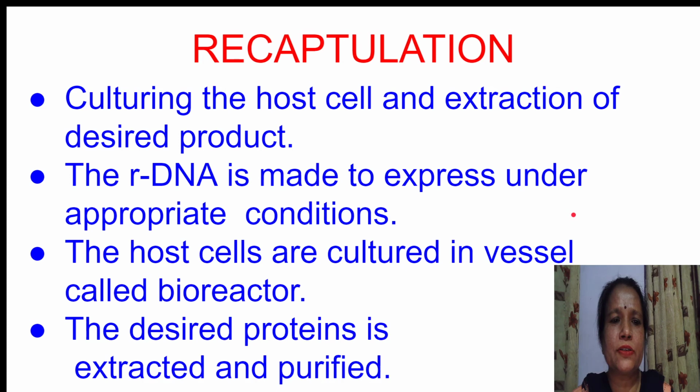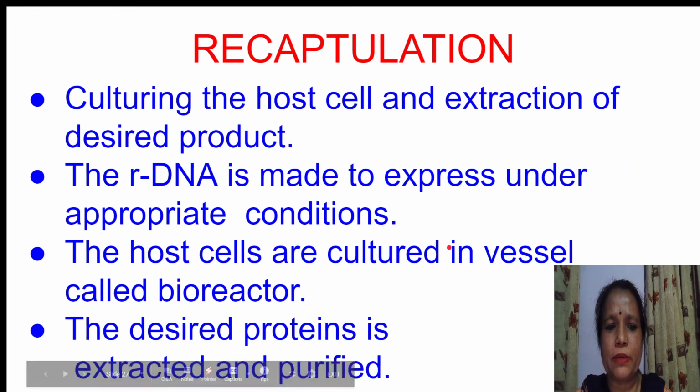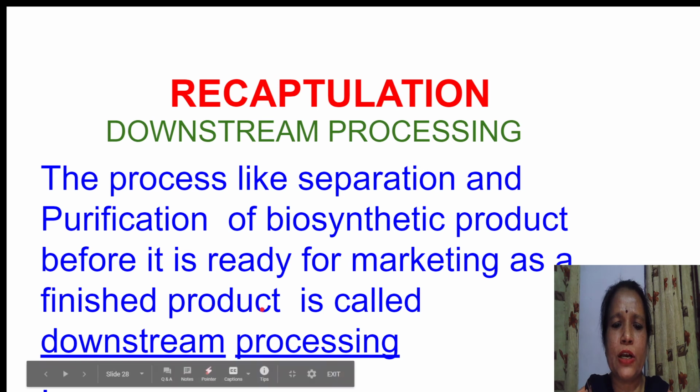Now let us recapitulate what we have studied. So culturing the host cell, extraction of the desired product: recombinant DNA is made to express under appropriate conditions. The host cells are cultured in a vessel called a bioreactor. The desired protein is then obtained by the process of downstream processing. Now, what is downstream processing? The process like separation and purification of biosynthetic products before they are ready for marketing as a finished product is known as downstream processing.